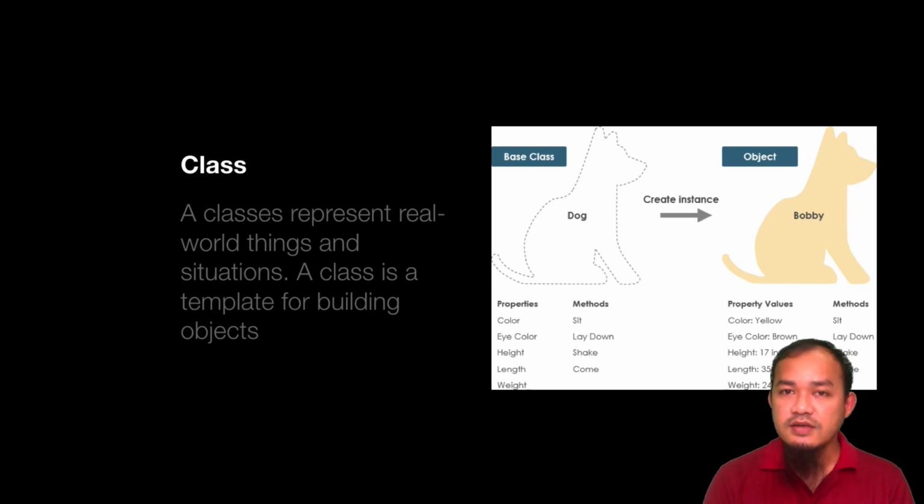When we want to instantiate an object, we can use the base class to become an object, and then we can specify the object. For example, the dog can be named Bobby, the color is yellow, the eye color is brown, and the methods may be sit, lay down, shake, and come. This is the main point of class and object.